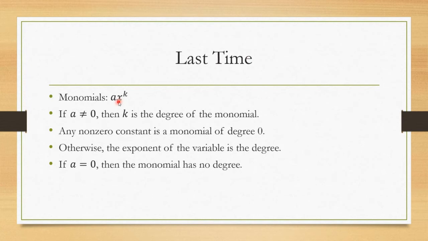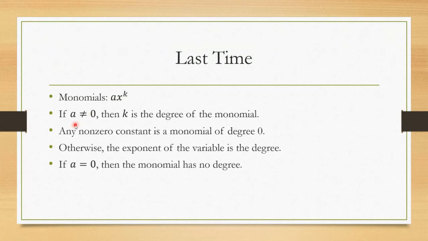Now, if a is not equal to 0, then k, we call that the degree of the monomial. We call k the degree of the monomial, okay? And remember, k can only be a non-negative integer, with the convention that if k was 0, then you don't write x to the 0. In a sense, you could treat it like 1, but remember, that's really not precise to do.